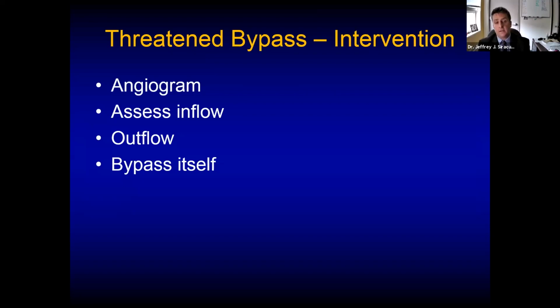What can you do for a threatened bypass? Well, you can follow it. You do an angiogram. You can assess your inflow, the outflow, and the bypass itself. Because your bypass may look great, but you may have low flow in your fem pop because you have an iliac artery stenosis, or you may have worsening tibial outflow disease that you're not appreciating.